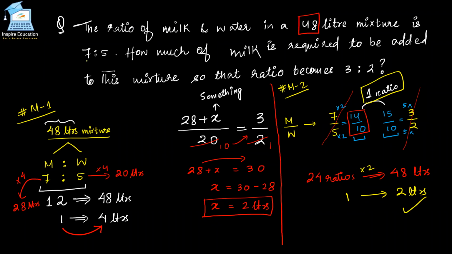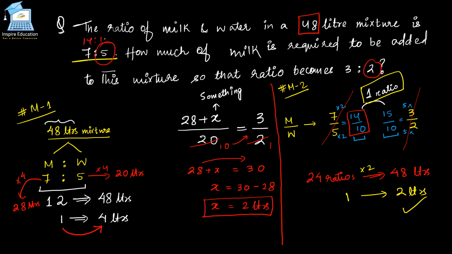In the question you can see this is 7:5. Let me tell you how I solve this question in the examination. I have seen this 48. Milk is changing, so water should be constant. This is 5, this is 2. Let us make it the same.